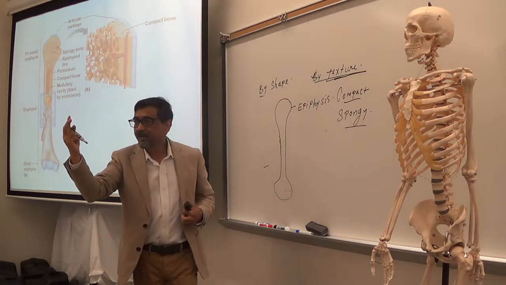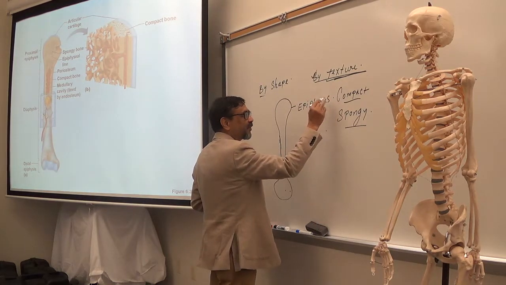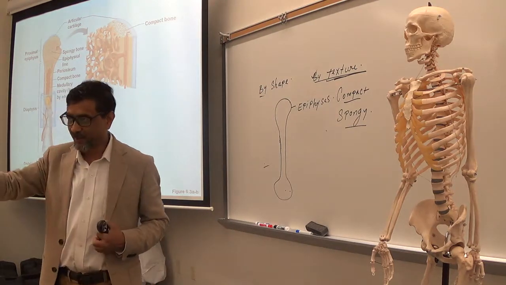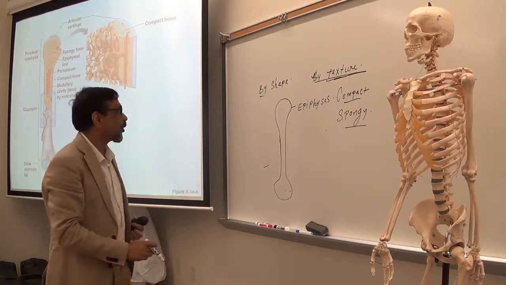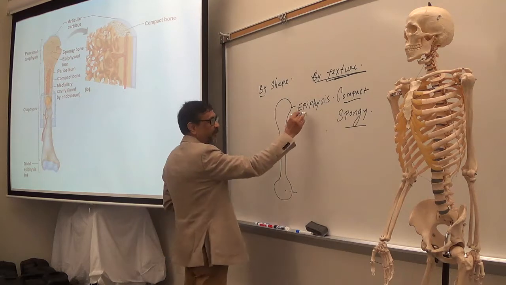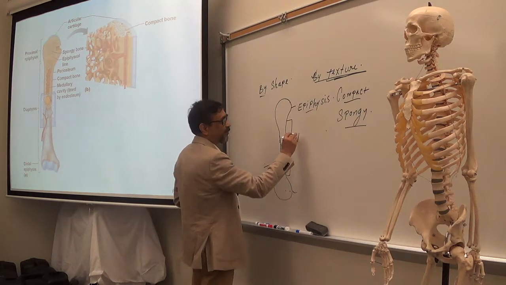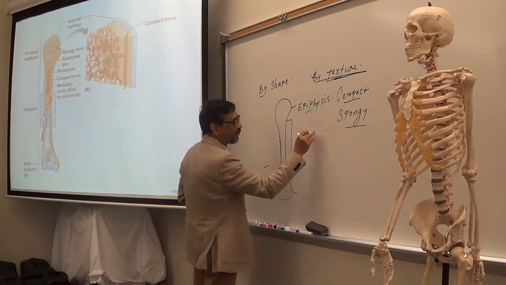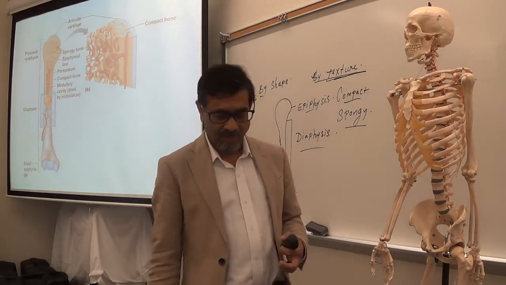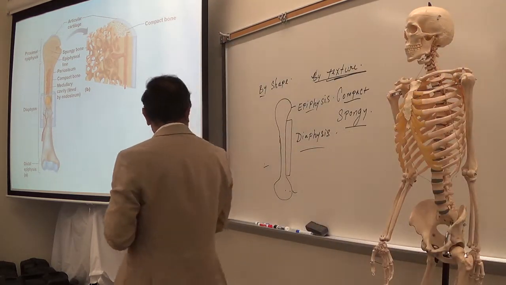If I use more than one, I say what? Epiphyses. Like, you know, symphysis, symphyses. Sis is singular, ses is plural, right? So we have upper and lower ends, those are called epiphyses, and the middle portion is the shaft, which is called diaphysis. Two epiphyses and one diaphysis. That is the long bone.